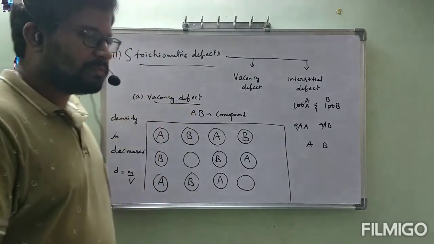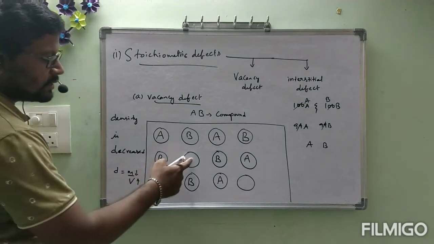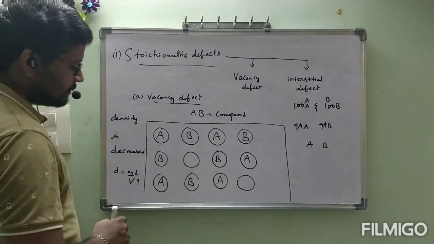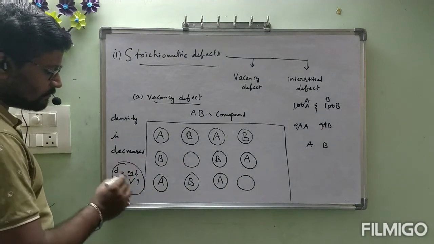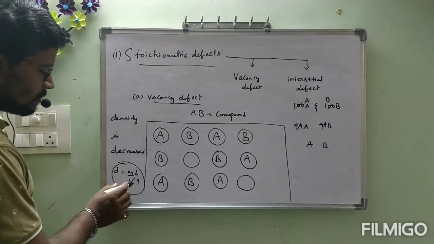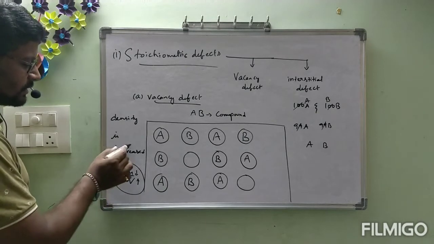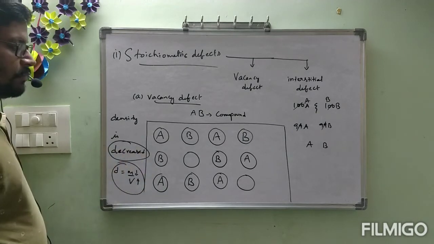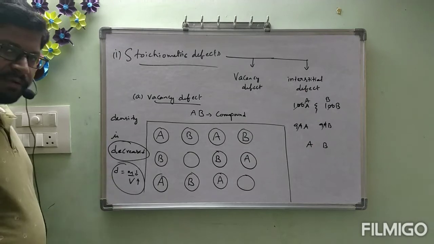Because of that, what happened to mass? Mass decreases, volume increases. See, the gap is increased. So the density of the substance totally decreases. If volume increases, density decreases. If mass decreases, density also decreases. See? Density of the substance is decreased because of this defect.